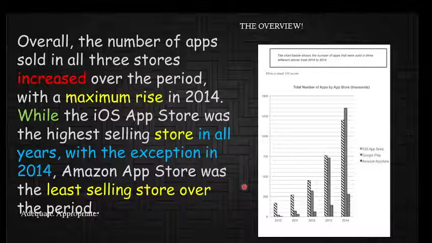Then now here's your second half of the while. "Amazon App Store was the least selling store, over the period." Same reason, you don't want store there. Okay, why is that a key feature?